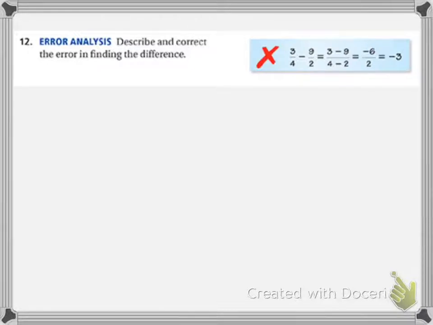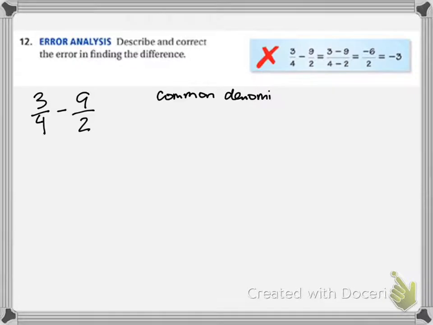So I'm just going to do that. I'm going to do 3/4 minus 9/2. And I'm just going to solve this on my own without looking at their work, and I'm going to look to see where they went wrong. So the first thing that I see is I need common denominators. I'm going to write that on the side.